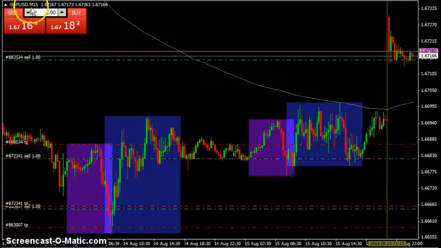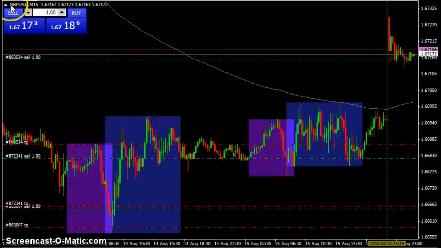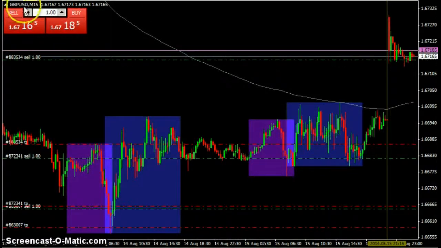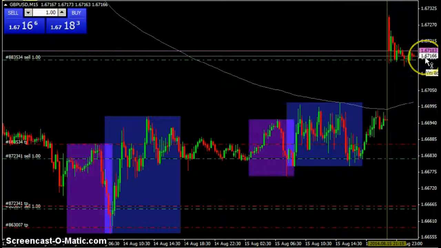This chart is the 15-minute, so it's M15, that's the 15-minute chart for GBP USD, so it's UK pounds versus US dollars, which means that at the moment £1 is worth around 1.67166 US dollars, so it's $1.67. So £1 will buy you about $1.67 US.